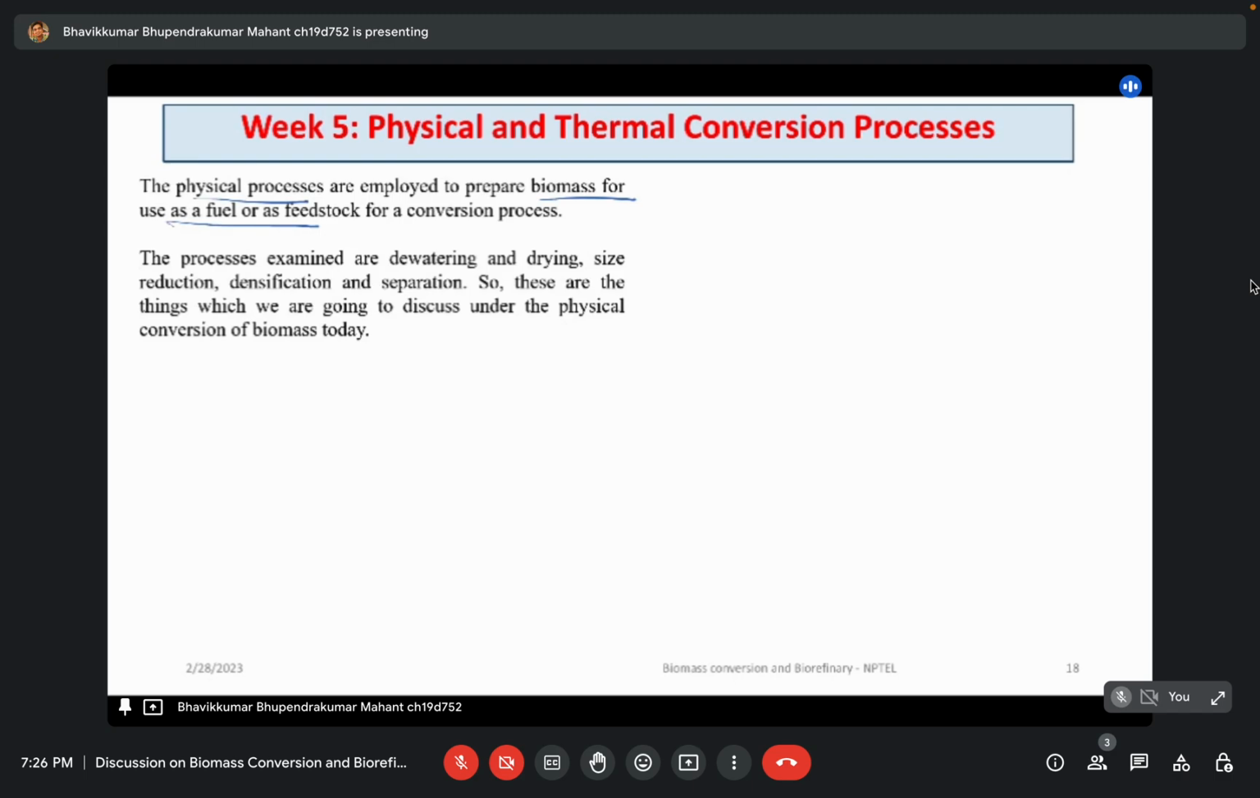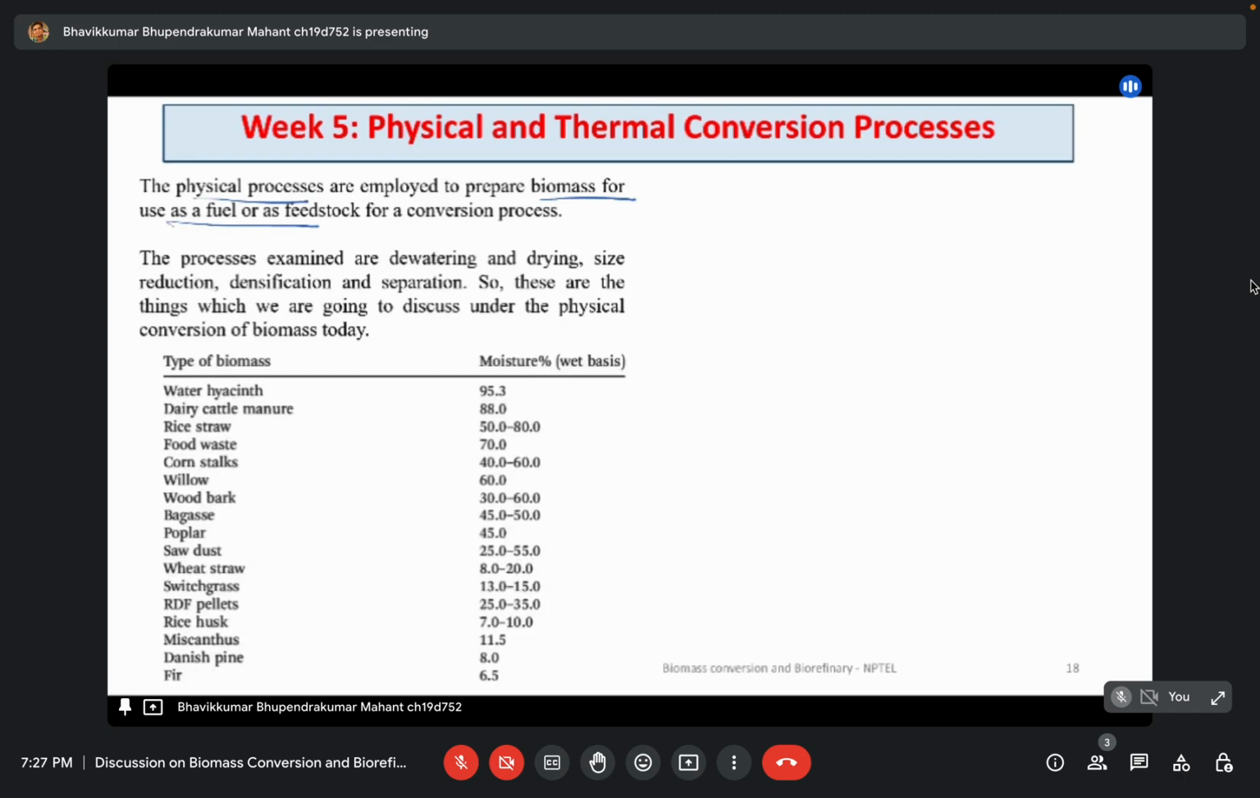What are the physical processes we mainly cover in this particular discussion? Dewatering, so removal of water or removal of moisture. Drying is also moisture removal, but there is some slight difference in between. Size reduction, we are reducing the size, so it will increase the surface area. And separation and densification, so we increase the density of our biomass and we separate it out. So these are the things we are going to discuss.